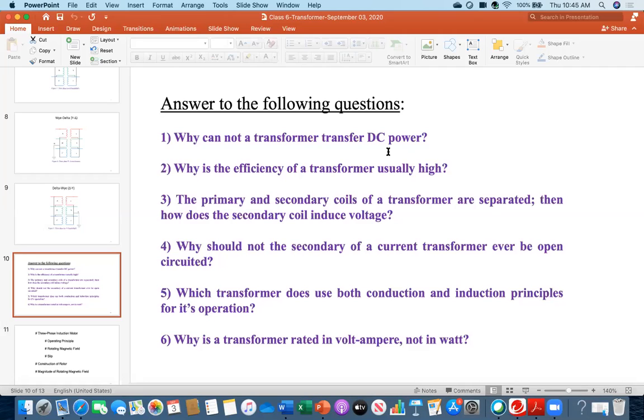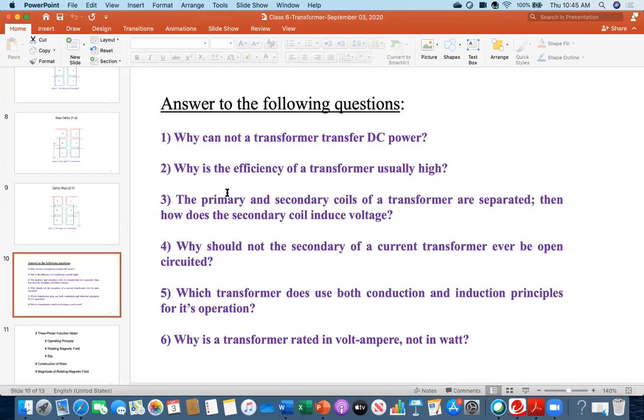So therefore, the answer is like that. The appropriate answer is because DC power will produce DC flux, and that cannot take part in developing voltage on the secondary. That's why a transformer cannot transfer DC power.